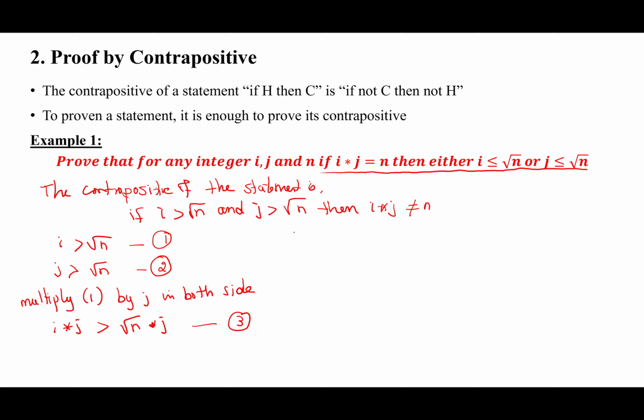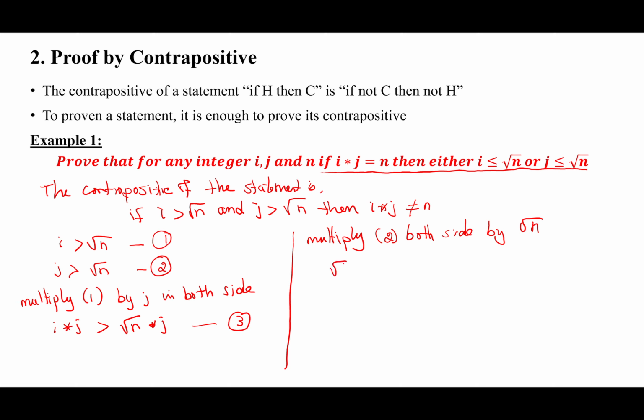Then next, multiply the second equation. We are going to multiply both sides by root n. So what will happen here?